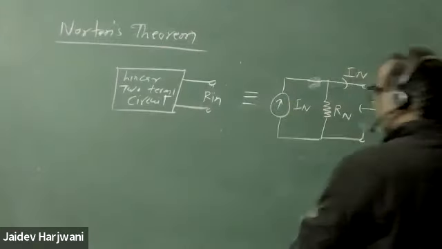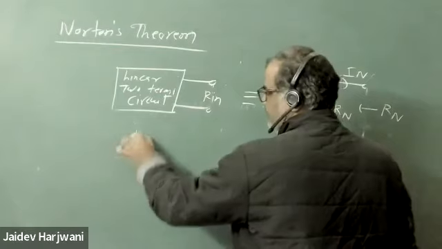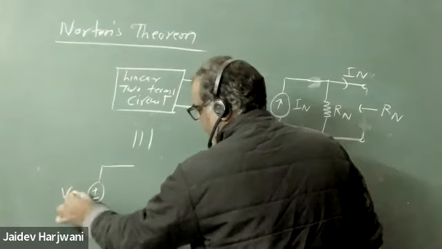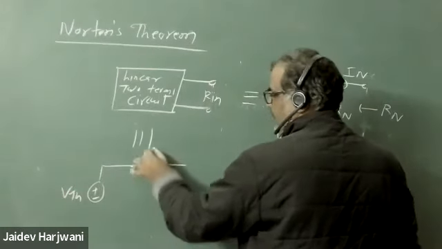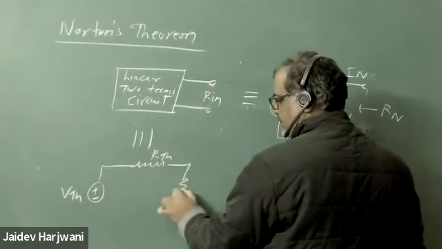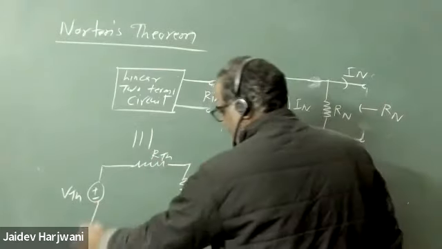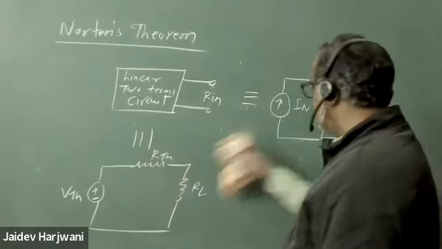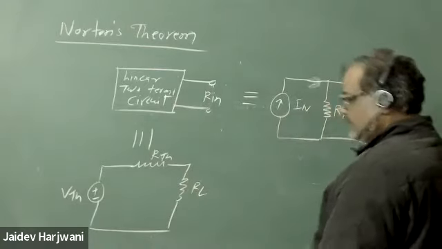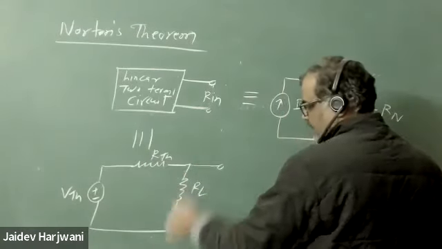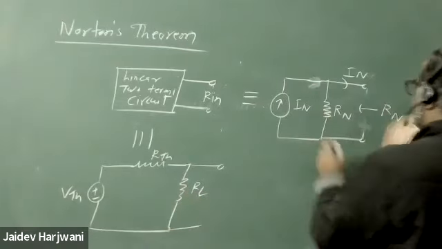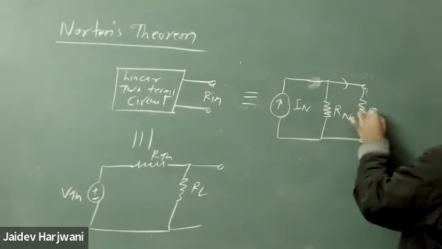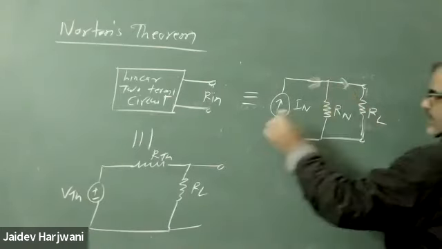I told you that this circuit is equivalent to this one, and I also told you that this circuit is equivalent to this circuit, V Thevenin, R Thevenin, RL. Now if these two circuits are equivalent, these two circuits also should be equivalent. So let us prove this one. Say resistance RL is the same, here is also RL, here also the resistance is RL. Now I am proving that these two are the same.